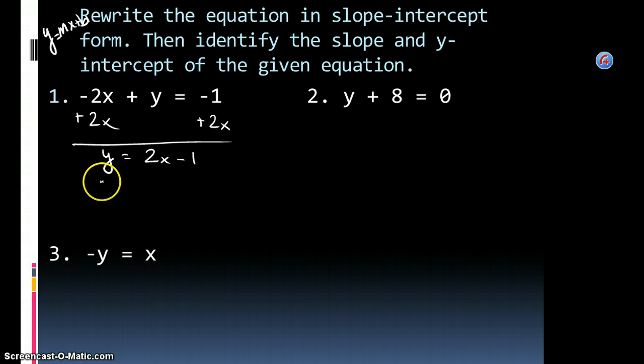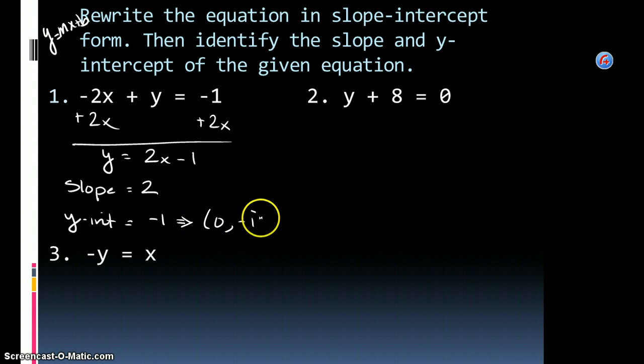Then they asked me to identify. So my slope is 2, and my y-intercept is negative 1. But I'm always going to write that as a coordinate, 0, negative 1. Remember from when we were studying the x-intercept and the y-intercept, the y-intercept happens when x equals 0. That's how I'm always going to be putting the 0 there.